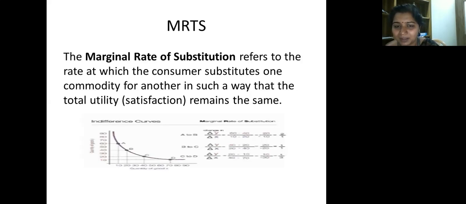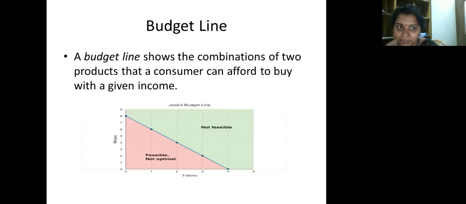Marginal rate of substitution: I have already said what it is. The rate at which one commodity is substituted for another commodity is the marginal rate of substitution. Now, the budget line. If we are trying to study the behavior of the consumer, the indifference curve helps you see which indifference curve gives a higher level of satisfaction. In the assumptions we said he will always try to move to a higher indifference curve, but what is going to stop him? The income level is going to stop him from moving from a lower indifference curve to a higher one.